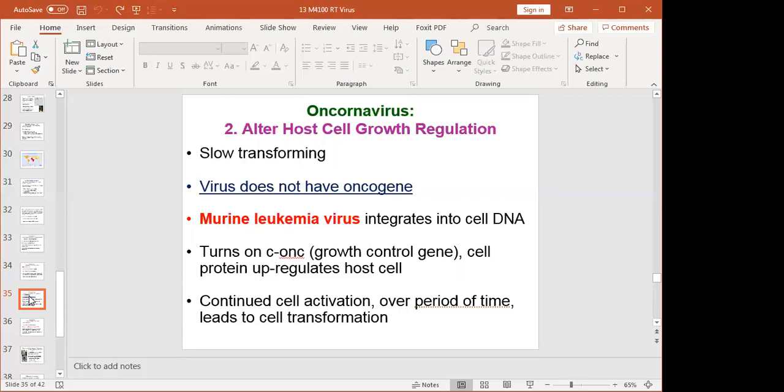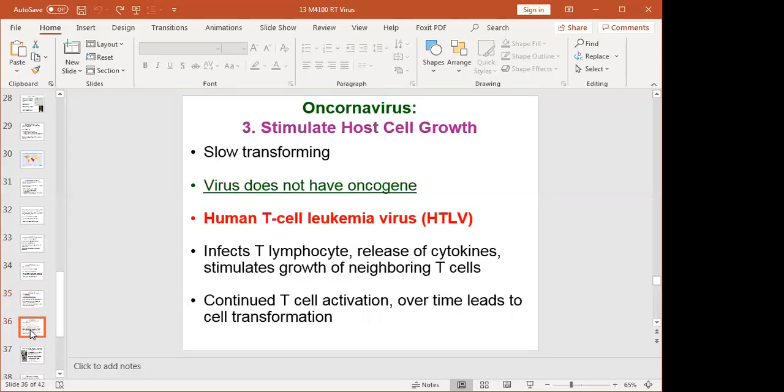Once it integrates into the host cell, it turns on some cellular oncogenes, such as growth regulatory or growth control genes, and these will result in continued cell activation. Over a long period of time, when the cell cycle is disturbed and continuously active, this results in cellular transformation.